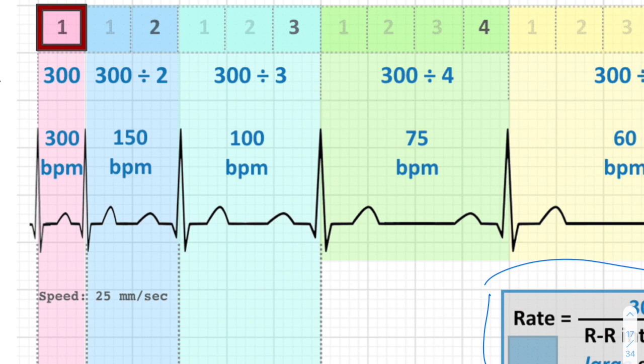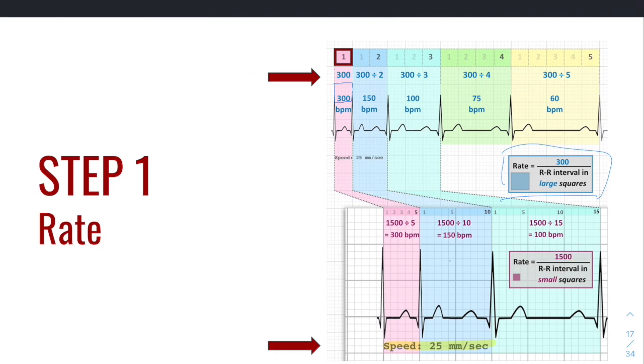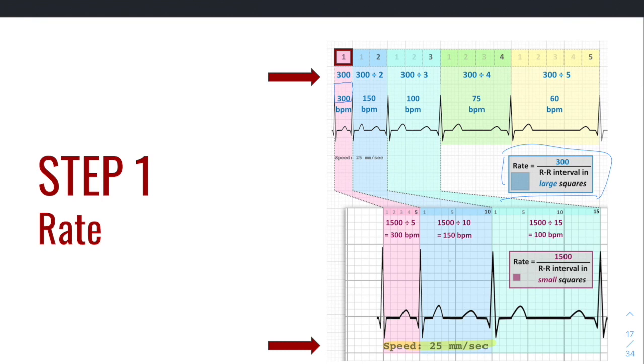This is just something to keep in mind as you're going. If there's one large box between 2 RR intervals, that's a rate of 300. 2 would be 150, 3 would be 100, and that's based off the math of how many seconds are passing as the ECG moves along. That allows us to use this 300 method to determine what the rate is between our QRS complexes, or the R peaks of our QRS complexes.